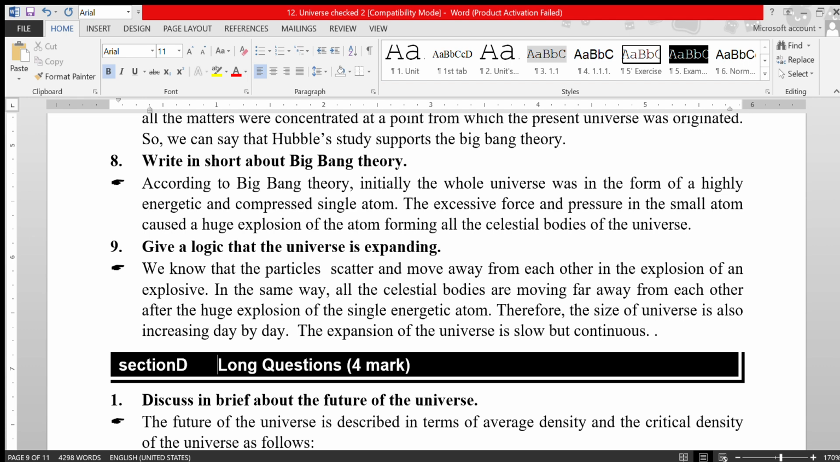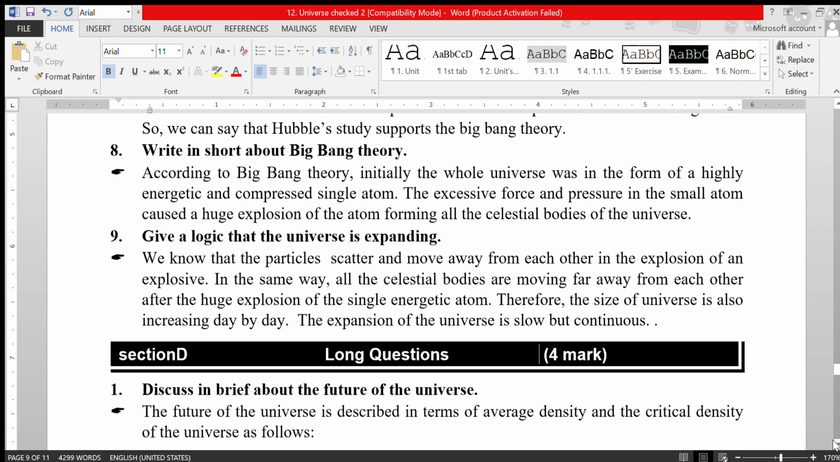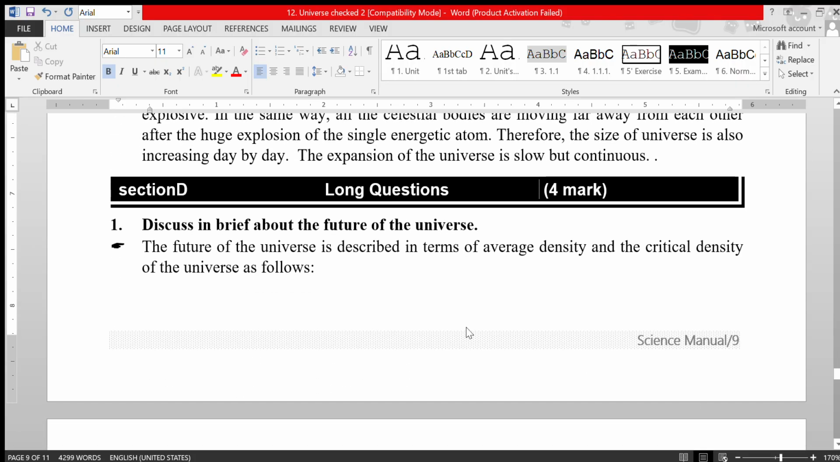Section D. Long questions, each carrying 4 marks. Discuss in brief about the future of the universe.